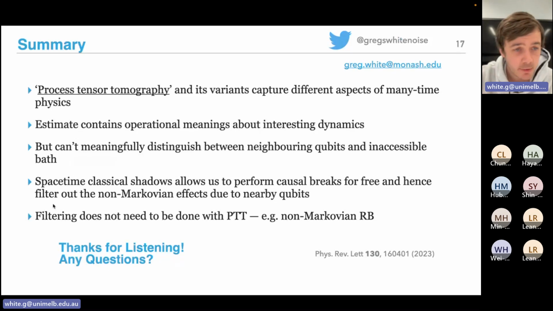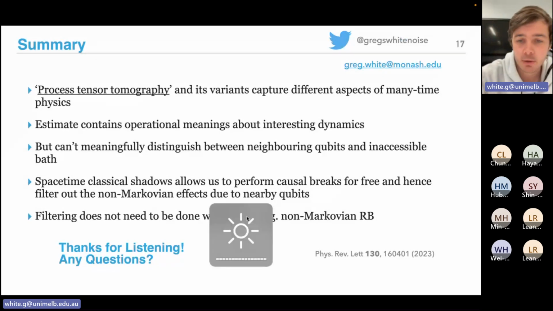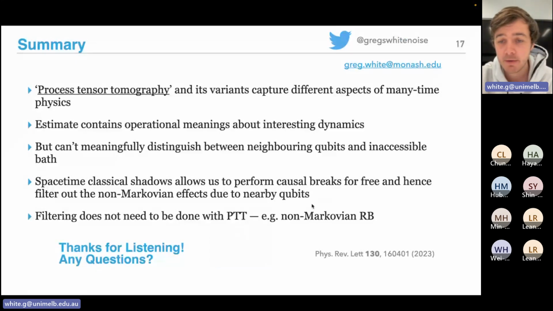And I will just state, the filtering that's done here is not unique to process tensor tomography. So this observation could be, for example, similarly applied to non-Markovian randomized benchmarking, which some people in your group have worked on. And so if you determine temporal correlations with these sorts of techniques, with the remainder of the qubits filtered out effectively, then the conclusions are the same.